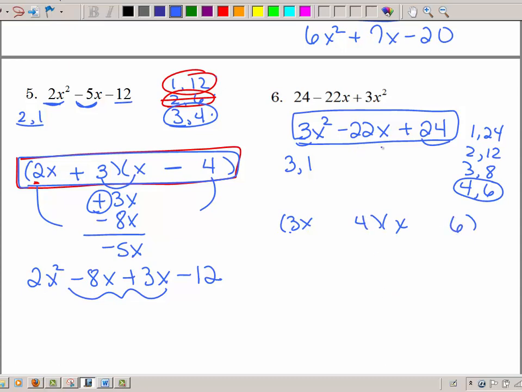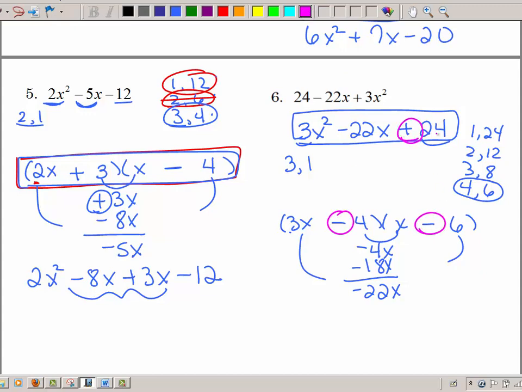I'm trying to get that negative 22 in the middle. So I'm going to do that 4x and 18x. If I make them both negative, I get negative 22x. Hey! And the other good news is a negative times a negative is a positive. So I think I have found the right answer.